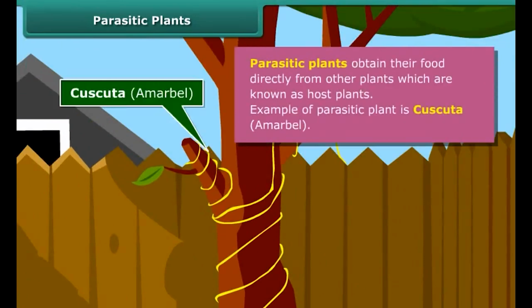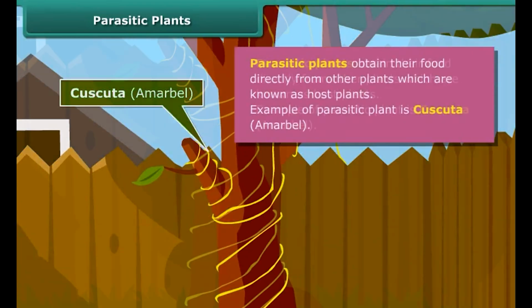It coils around the stem and branches as a yellow tubular structure. You'll be surprised to know that it does not contain chlorophyll, so it takes ready-made food from the plant on which it is climbing. The plant on which it climbs is called a host.